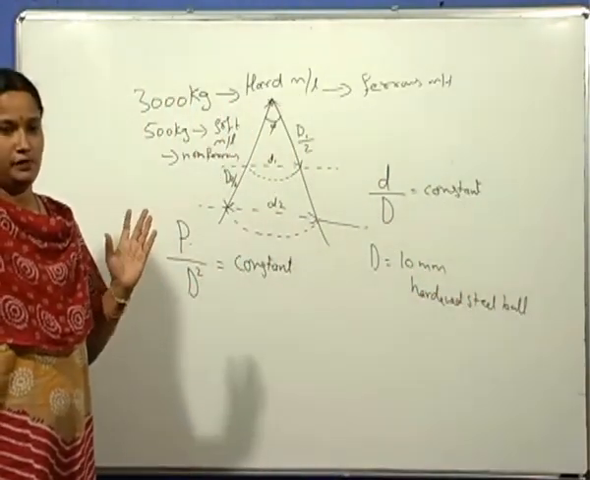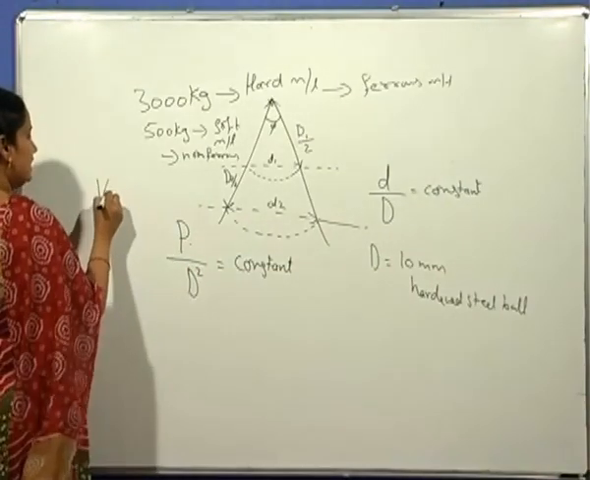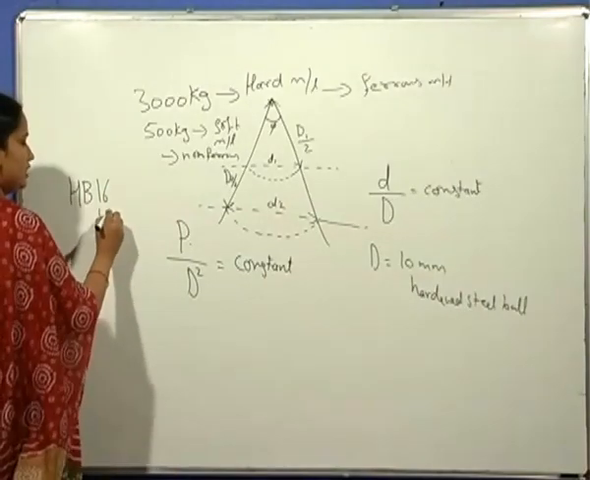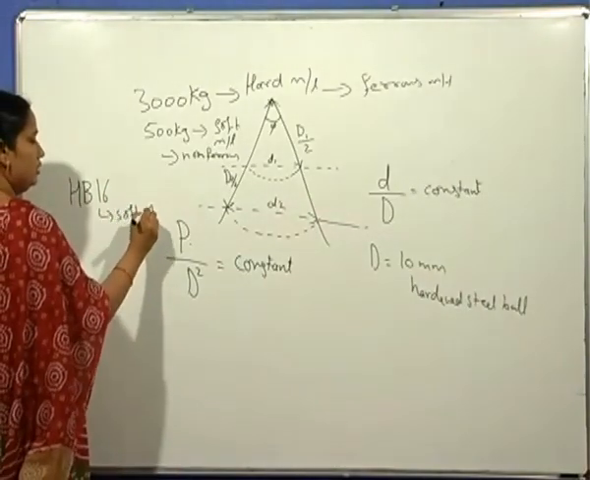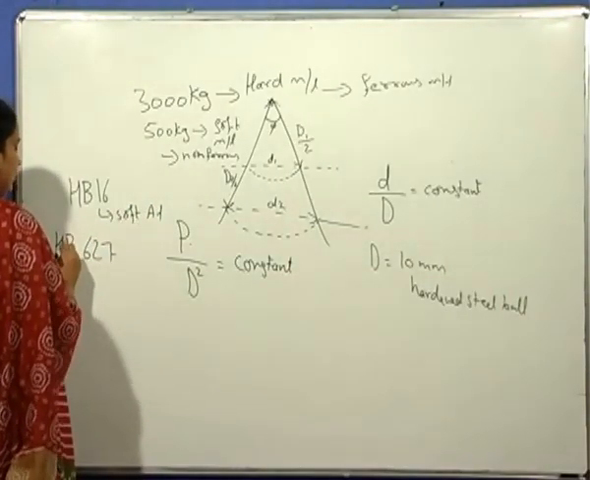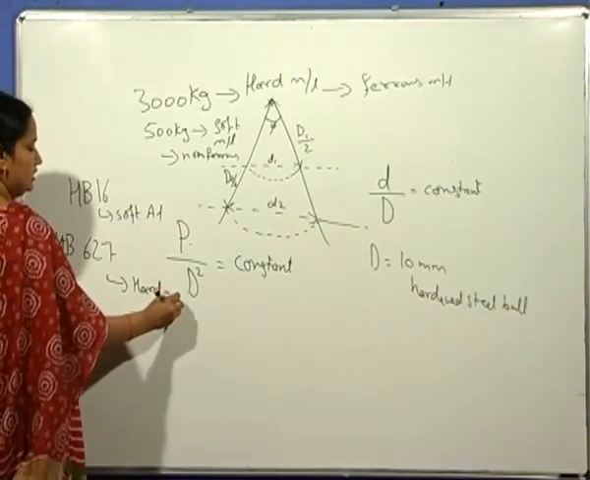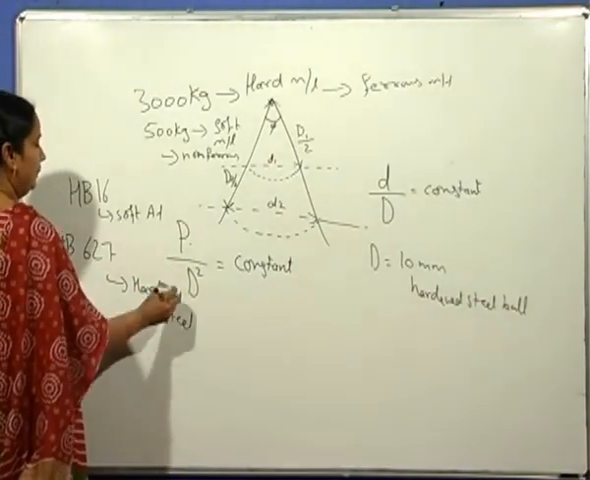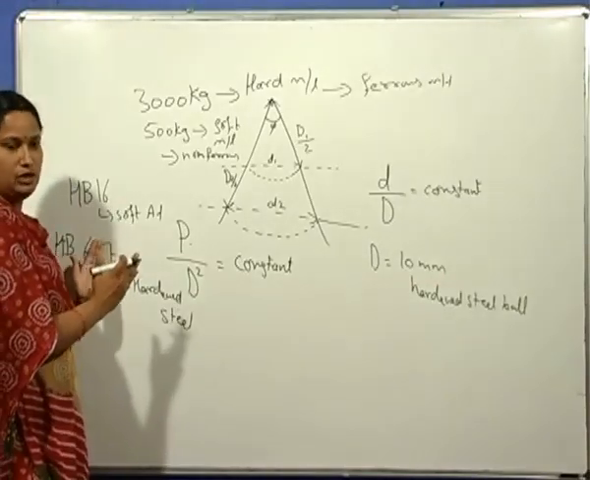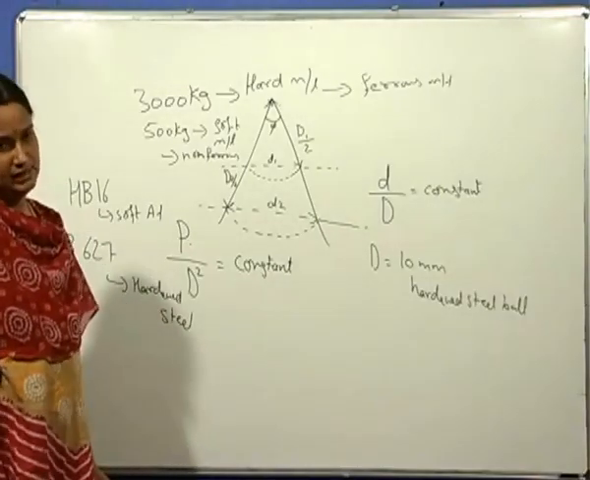So the range over which Brinell hardness is used is 16 HB. HB stands for Brinell hardness, that is for the case of soft aluminium, to about 627 Brinell hardness, which is for the case of hardened steels. So this is the range over which Brinell hardness is used: 16 for soft aluminium to 627 for hardened steel.